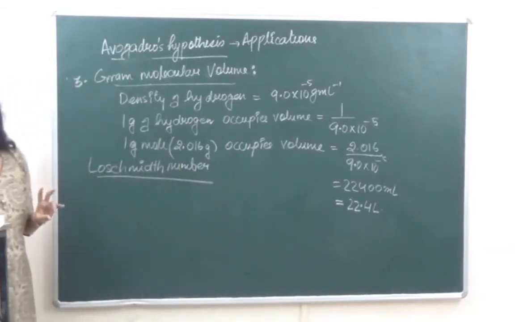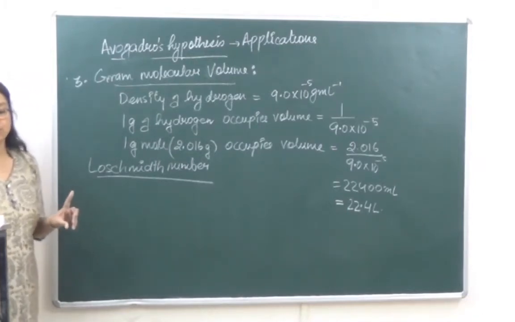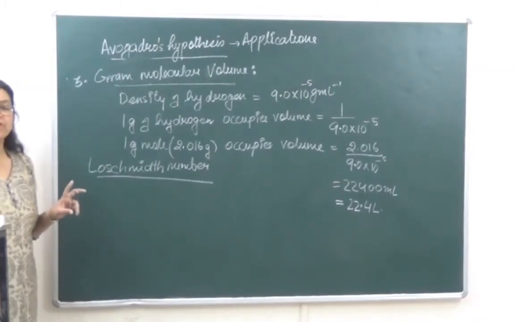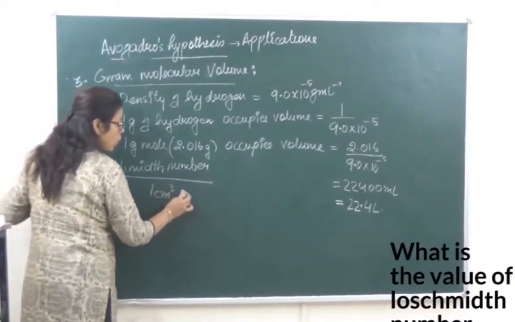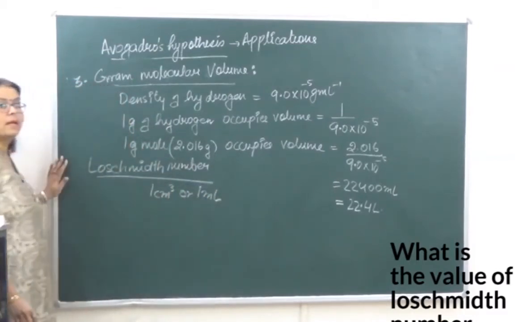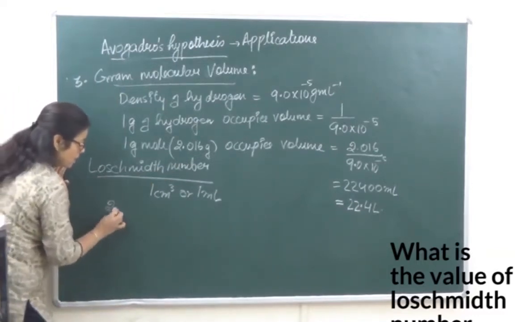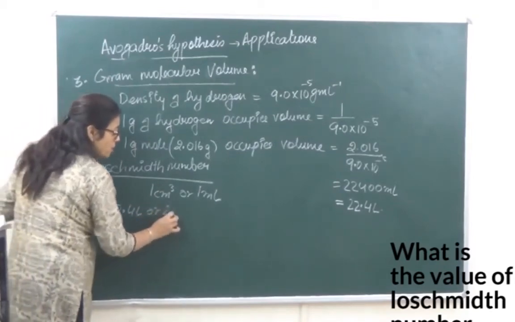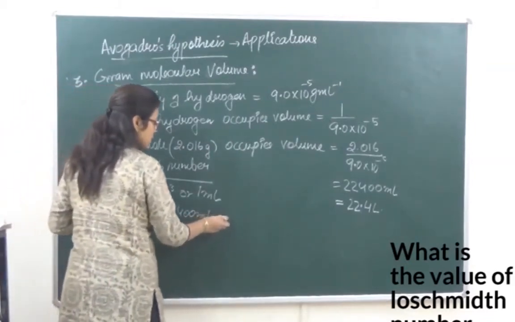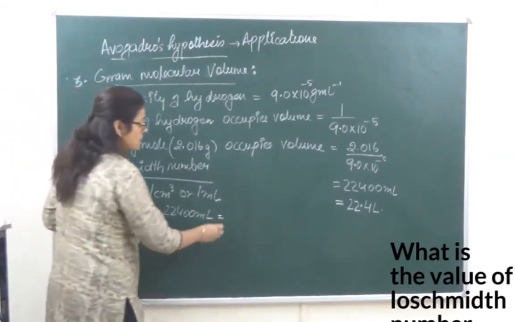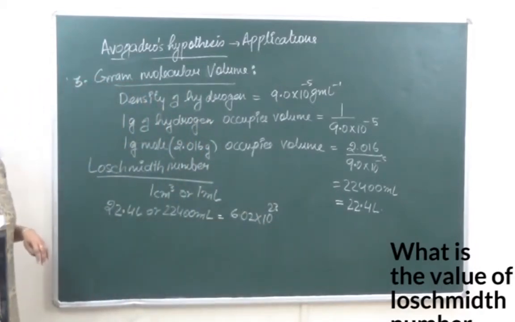Loschmidt number क्या होता है कि it is the number of molecules of a gas in 1 centimeter cube or 1 milliliter. Number of molecules of a gas which are present in 1 centimeter cube or 1 ml. Number of molecules present, right? अब हमें ये पता है कि 22400 ml इसमें कितने प्रेजेंट है? In this there are according to Avogadro 6.02 into 10 raised to power 23 molecules are present.